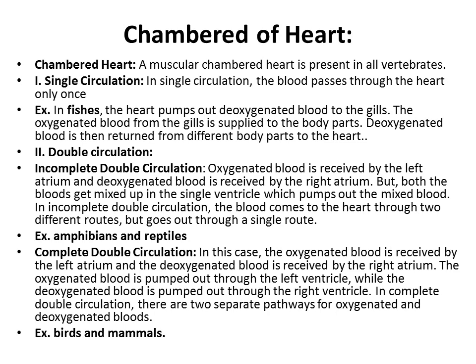In complete double circulation, the oxygenated blood is received by the left atrium and deoxygenated blood is received by the right atrium. The oxygenated blood is pumped out through the left ventricle, and the deoxygenated blood is pumped out through the right ventricle. There are two separate pathways for oxygenated and deoxygenated blood, and there are two ventricles. For example, birds and mammals.